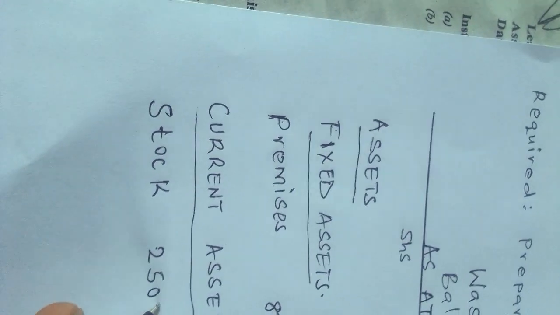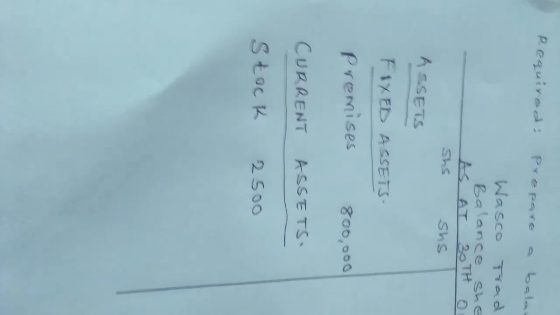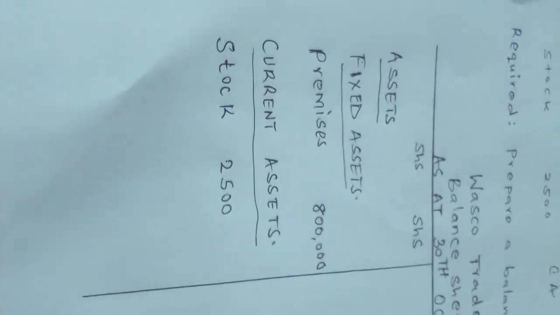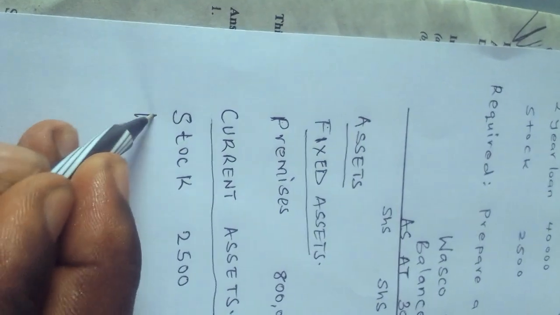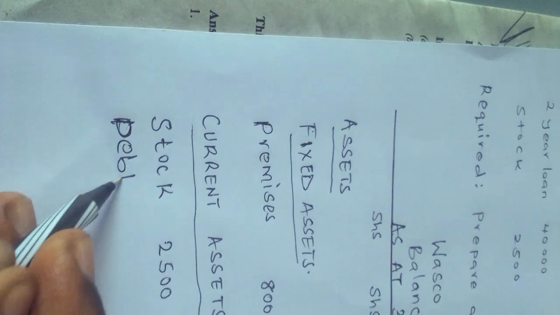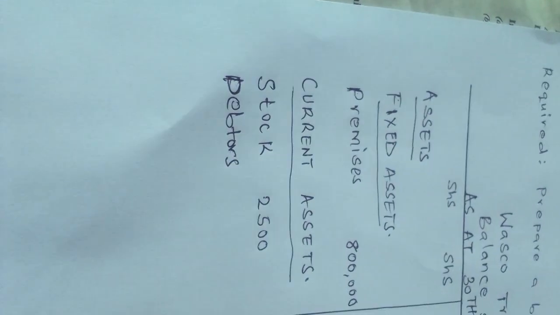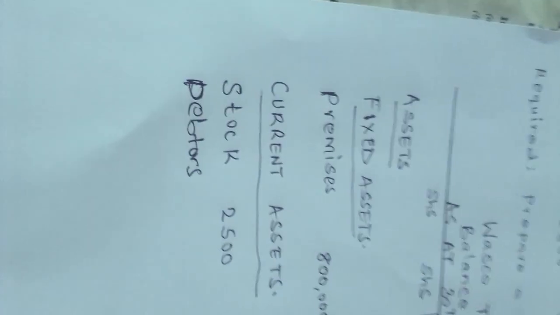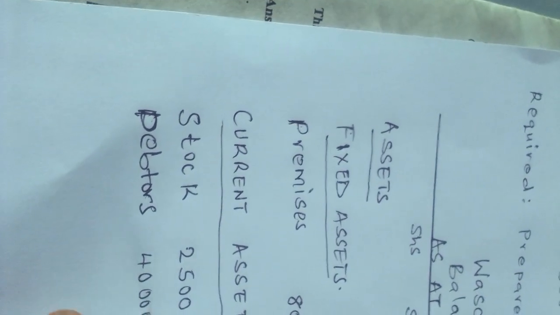And then you move here. On this side, we also write shillings. We can also write shillings on the other side. Then we start with capital, because for this balance sheet to balance, there must be capital. So we start with the capital, and in this case, we go now to long-term liabilities.